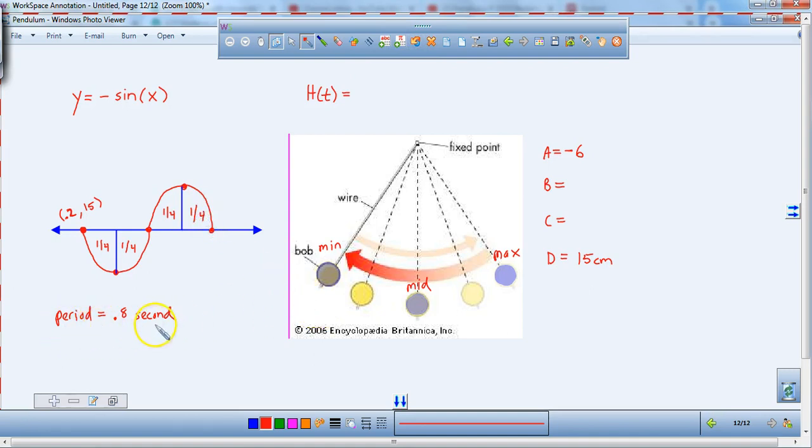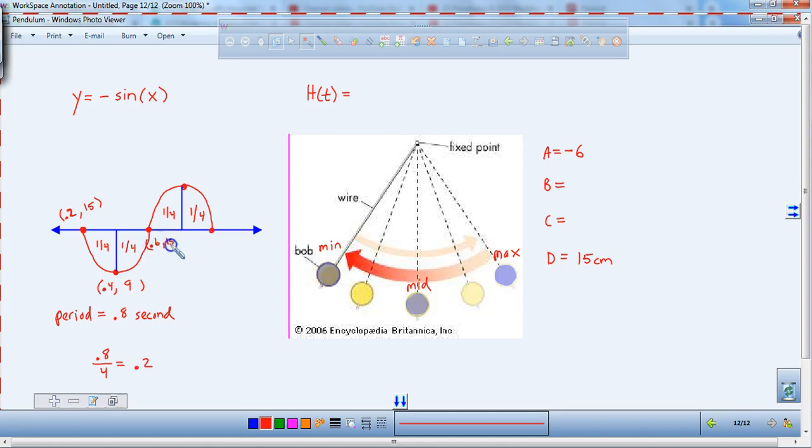All right, so if we have a period of 0.8 seconds, that means each of these little sections, you could take that period and divide it by 4, and 0.8 divided by 4 is 0.2, all right, 2/10. So right here, this is going to be at 0.4, comma, whatever the distance is, basically the minimum. So if our amplitude is 6, all right, and we start at 15, that's going to put us right here at a 9. If you take away 6 from 15, you're at a 9. Over here, we're back at the midline, and that ordered pair will be 0.6, comma, 15.